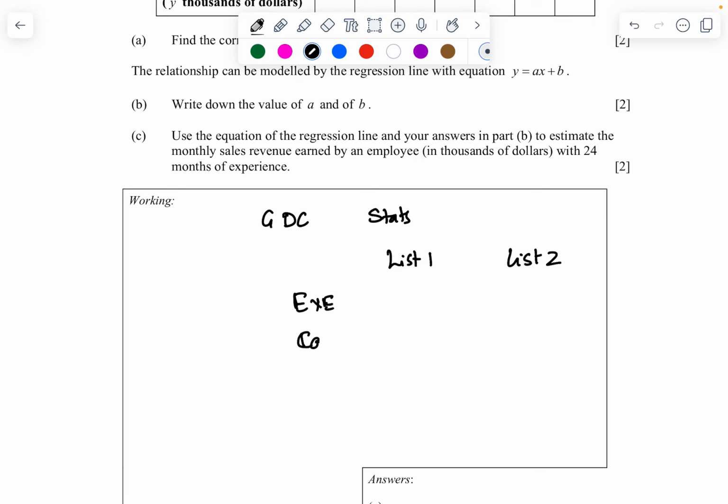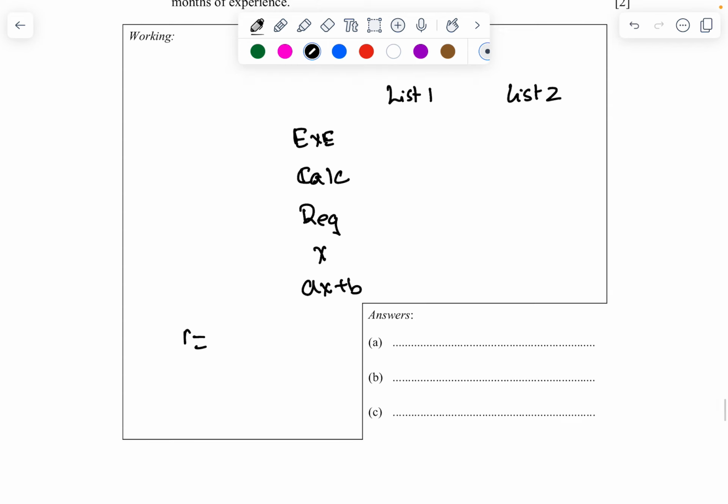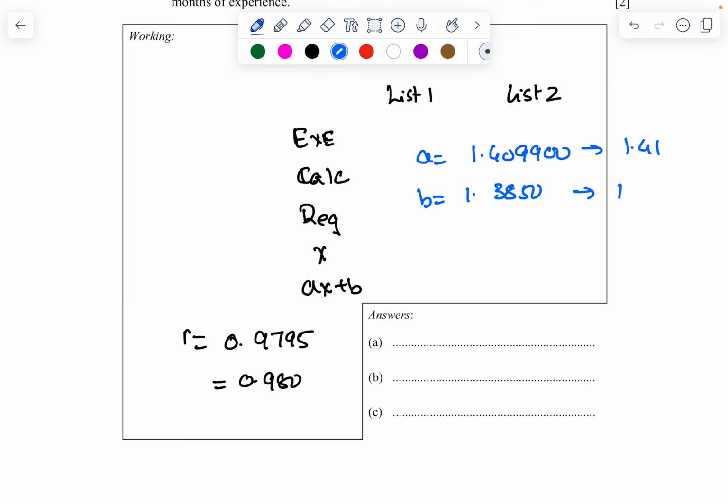Then go to calc. Different calculators will have different options: calc, then regression, then x, then ax plus b. Choose like this: execute, calc, regression, x and ax plus b. That gives you the value of r as 0.9795. In three significant figures, it is 0.980. This also will give you the value of a, which is 1.409900, and b value 1.3850. In three significant figures, 1.41, 1.39. So the equation will be y equals 1.41x plus 1.39.